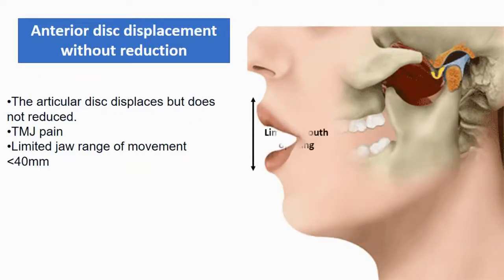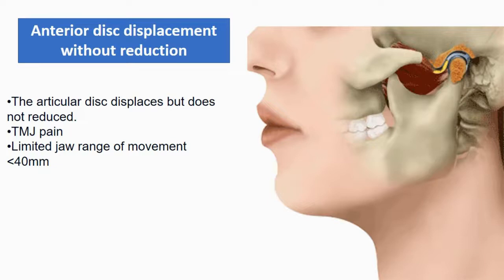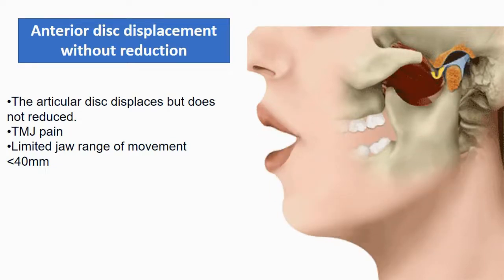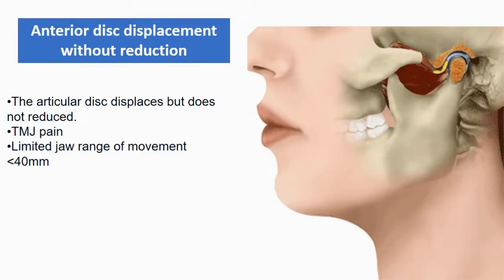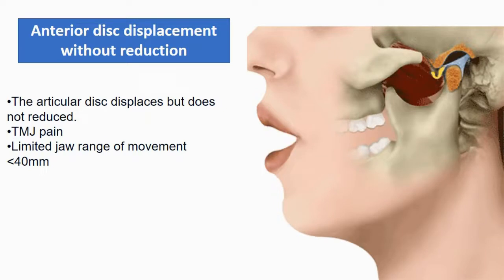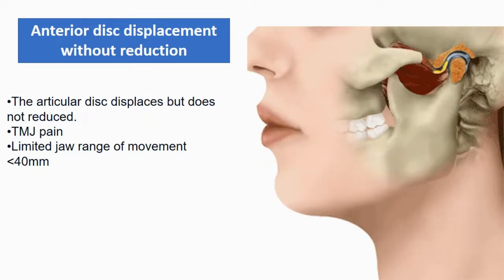In anterior displacement without reduction, the disc is placed anterior to the condyle head in closed mandible. During opening, the disc interferes with the condyle and cannot return to normal position. So the mandible cannot open the full range, causing limited mouth opening without clicking sound.